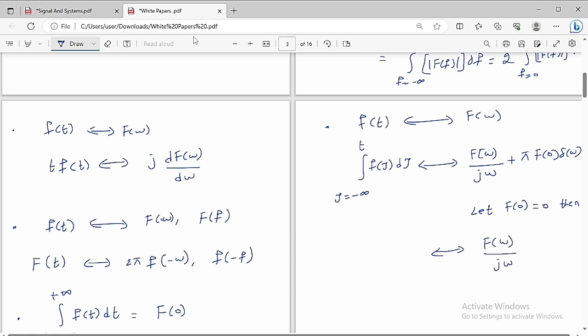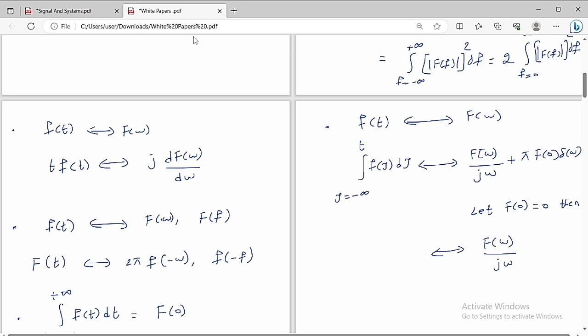If f of 0 is equal to 0, what is the meaning of that term? It indicates that the area of the f of t figure is equal to 0. Yes, the area under f of t is equal to 0. So if the area under f of t is 0, then only f of 0 is equal to 0 and the Fourier transform at omega is equal to 0.